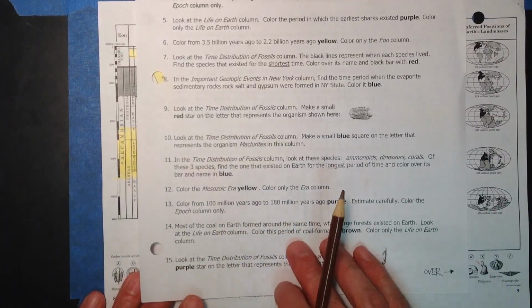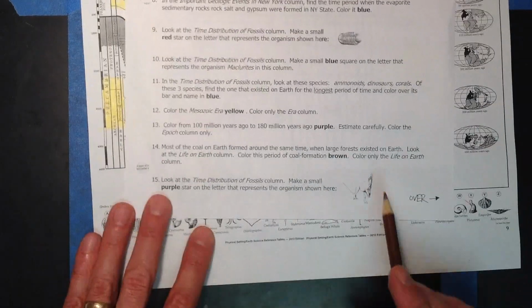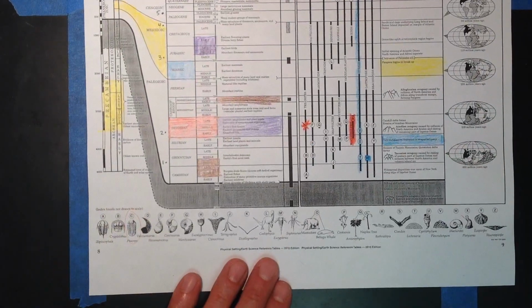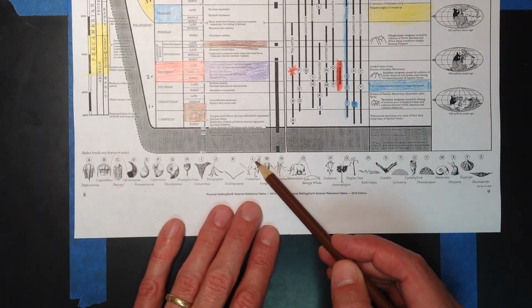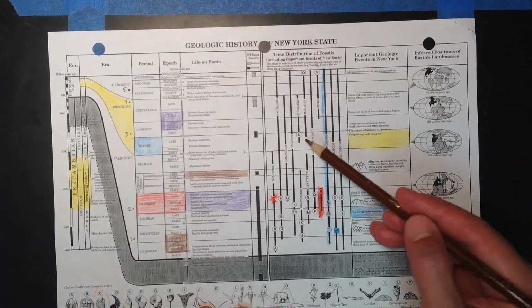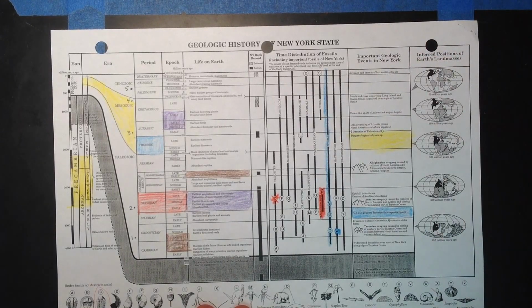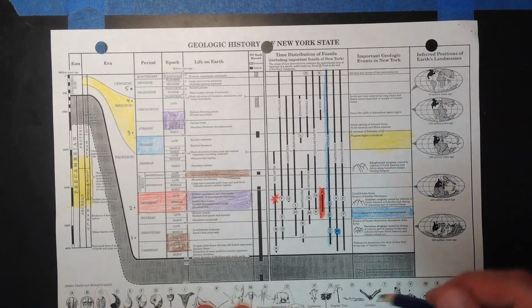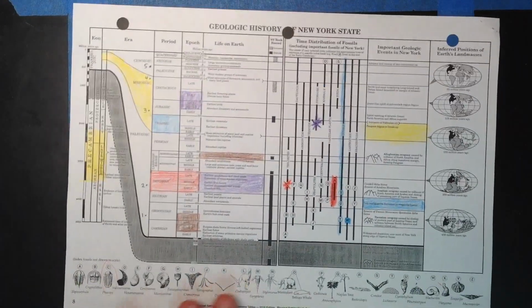All right. And 15. Look at the time distribution of fossils column. Make a small purple star on the letter that represents the organism shown here. And it looks like that. So you are going to go here. It's Coelophysis. It is represented by the letter L. The purple star is represented here, which, since it is a dinosaur, is on the dinosaur timeline there. And I'm going to make a star on it. Okay, so that's the coloring.